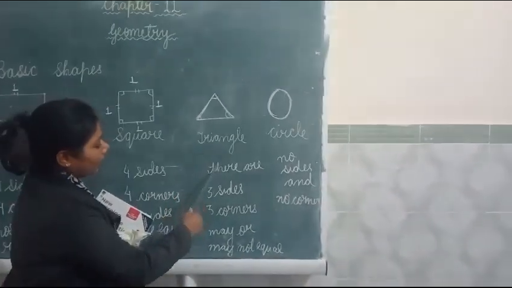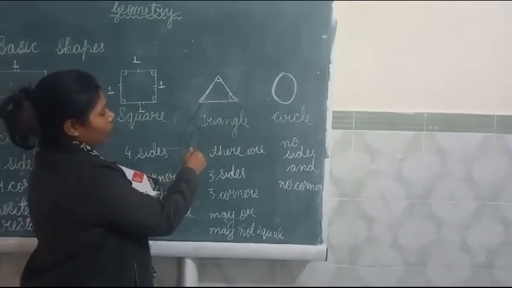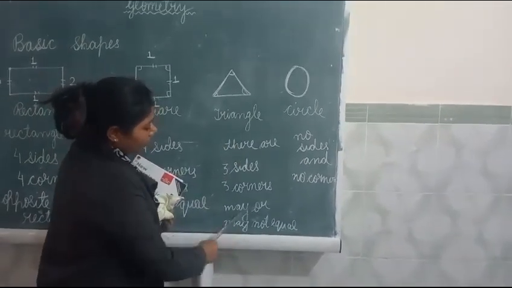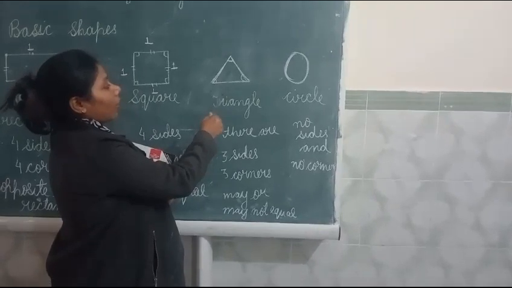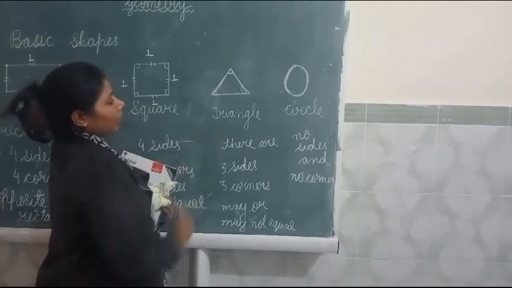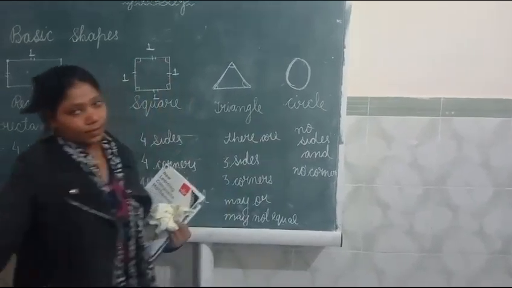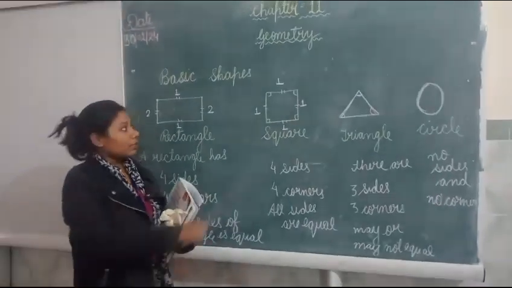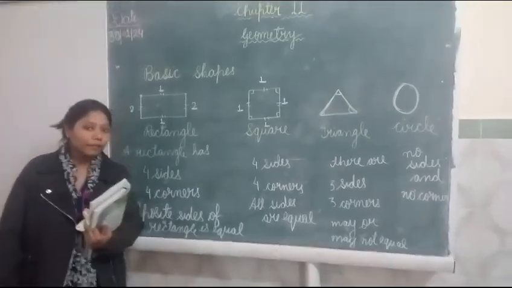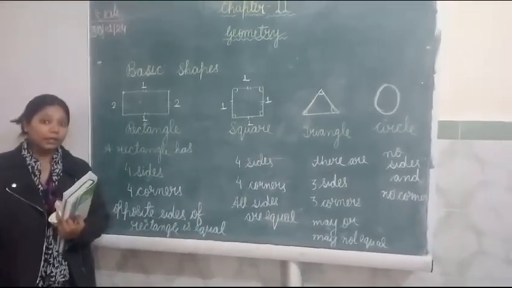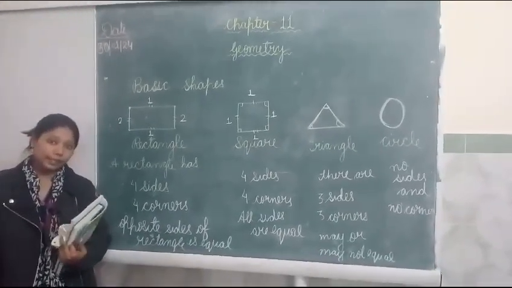Now third is the triangle. A triangle has 3 sides: 1, 2 and 3. There are 3 corners. The lengths of the sides of a triangle are not equal. And the circle has no sides. Is that clear? I hope these basic shapes and the definition of point, line and line segment are clear.